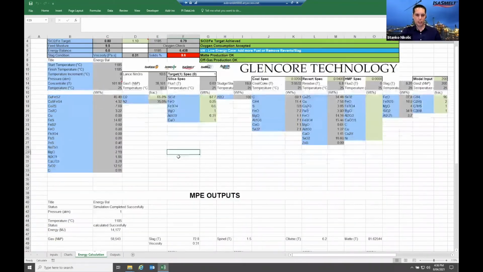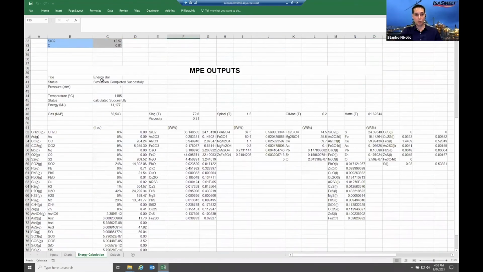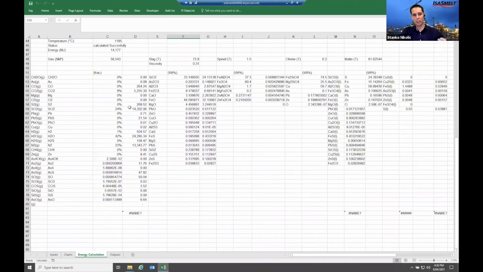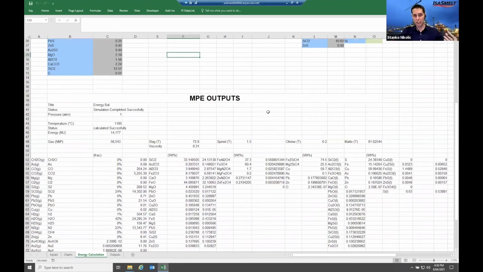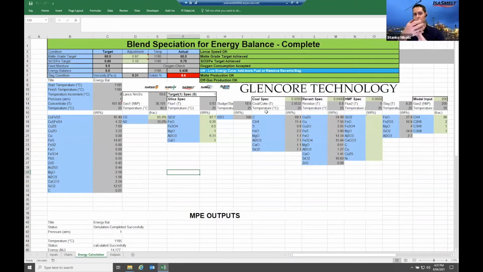So I'll just scroll down, and you'll be able to see these are the raw outputs from MPE. You can see gas composition, slag, solid compositions, and matte composition. So it's a full Gibbs free energy calculation that it's done. But what we've done within our tool is allow it to have the interface within Excel so that we can then see, is everything in the right spot? You can see here first, we've identified, hey, this is a low energy case. We've got to add more fuel or decrease the amount of reverts for smelting to maintain the temperature that we're targeting, which is this 1185.